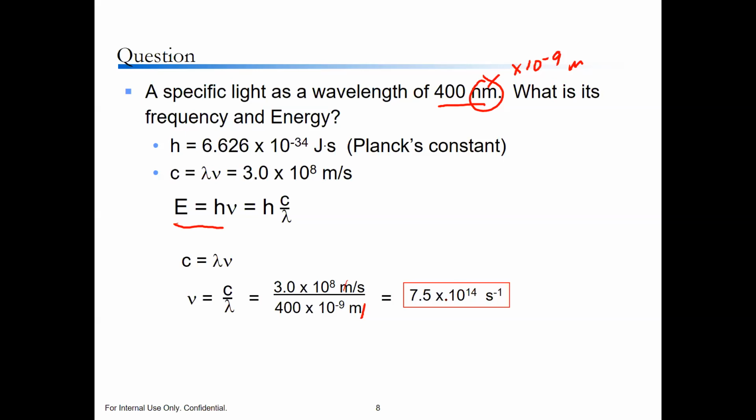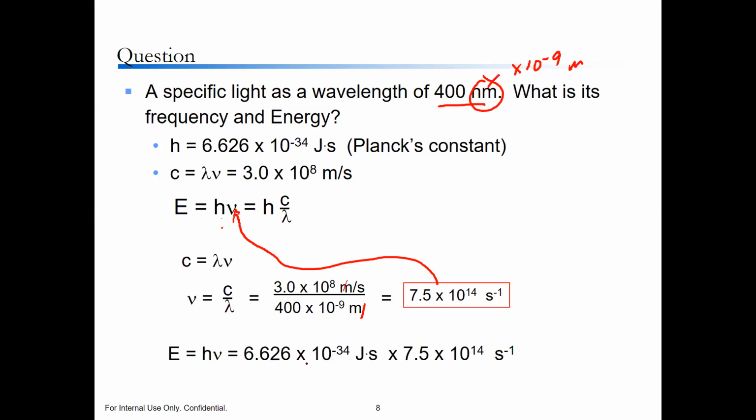This is the frequency. What is the energy of this wavelength? I just plug that into here. I know nu, I know H, I solve for E. H is this, nu we just solved, times those two numbers together. Our unit's going to be joules. So 5 times 10 to the minus 19 joules. So this wavelength of light has this much energy.